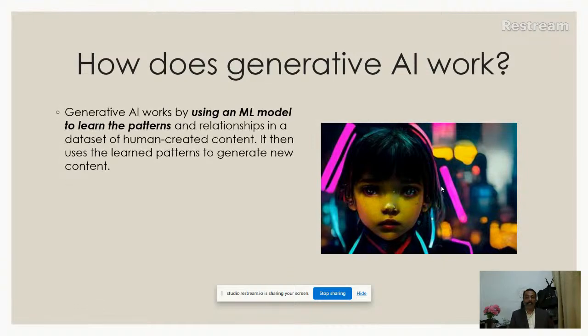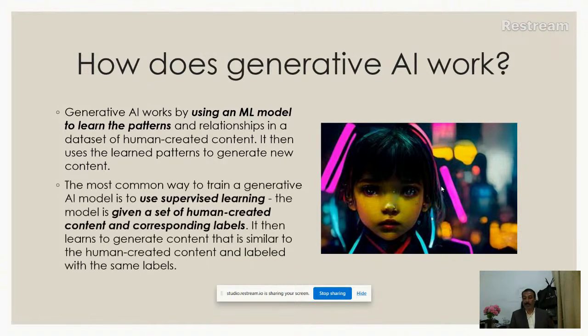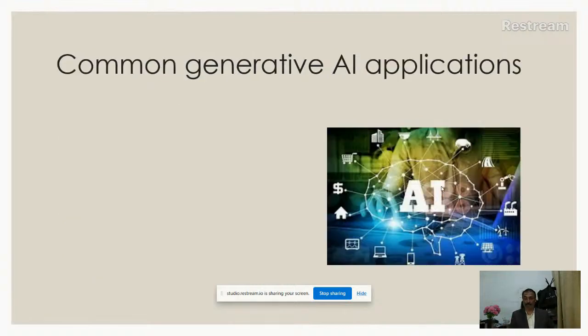It works by using a machine learning model to learn the patterns and relationships in a data set which is created by humans. It then uses the learned patterns to generate new content. The most common way to train a generative AI model is to use supervised learning. The model is given a set of human-created content and corresponding labels. Once it is trained, it is able to learn from the database on any topic.